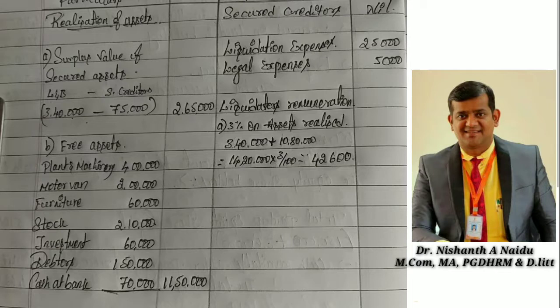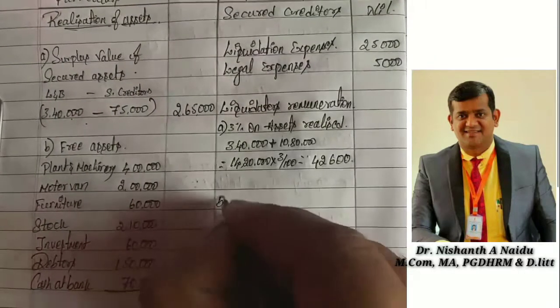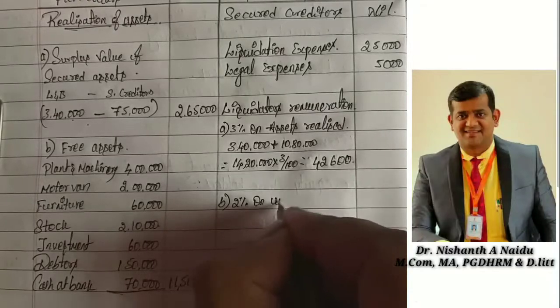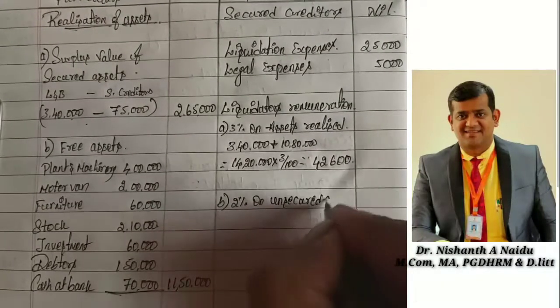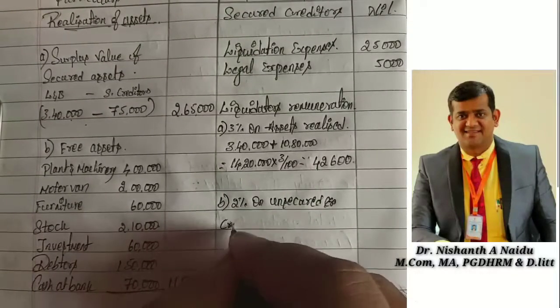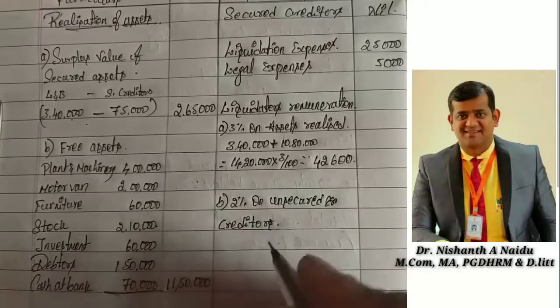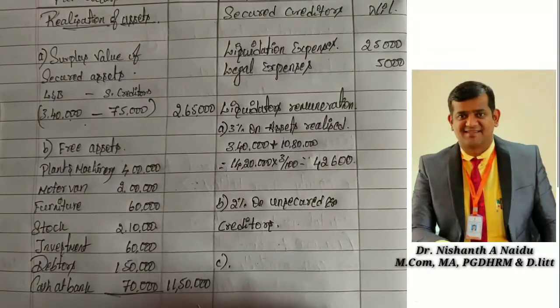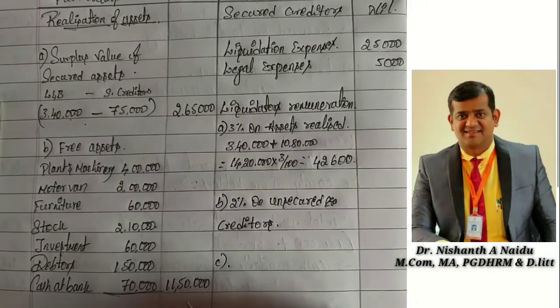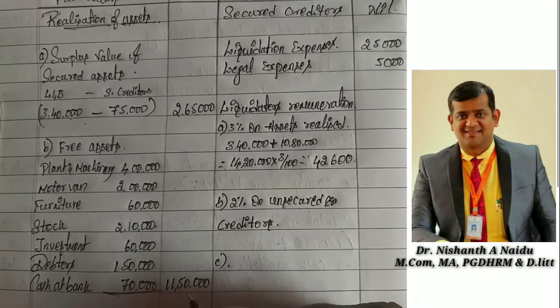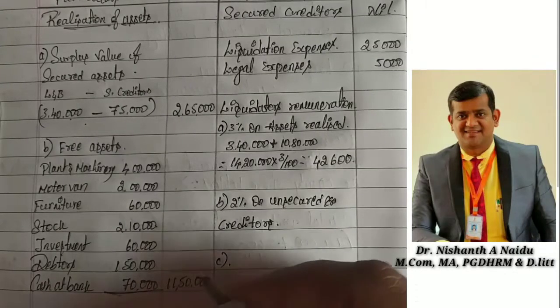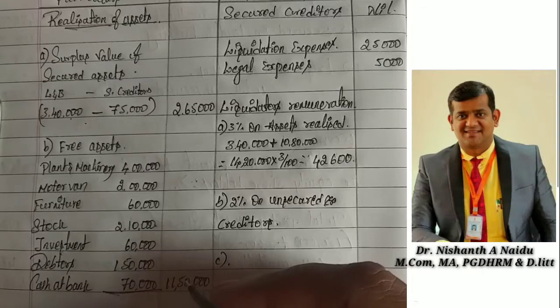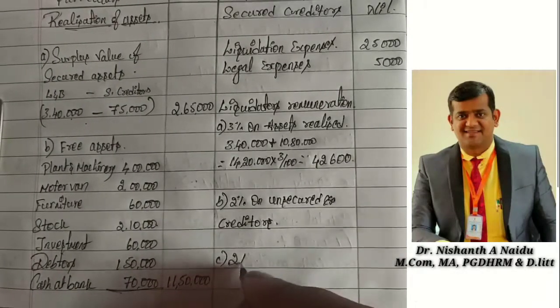Then he says 2% on payment on unsecured creditors. So next point B, 2% on unsecured creditors. So we have to calculate unsecured creditors, correct? Unsecured creditors, and at the same time preferential creditors, because preferential creditors are also considered as unsecured creditors. Unless the problem says specifically that you need not consider preferential creditors for remunerating the liquidator, only then we exempt. Otherwise we always include preferential creditors as unsecured creditors.